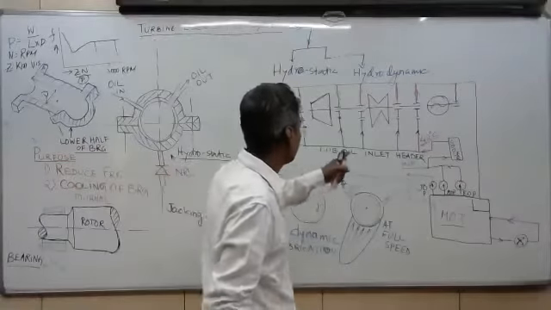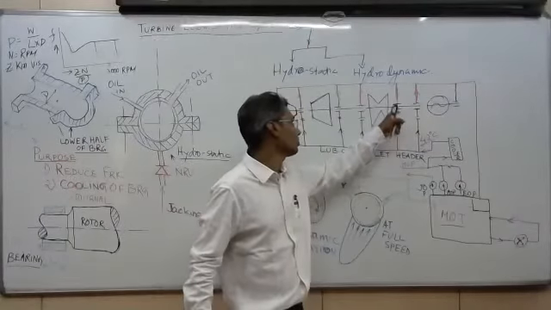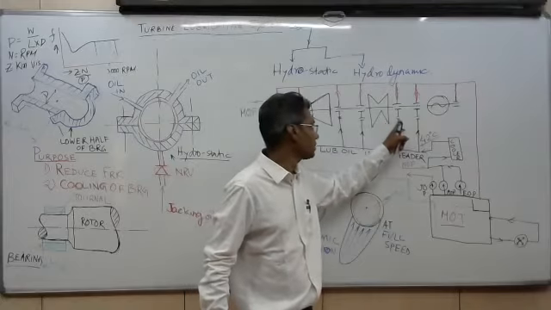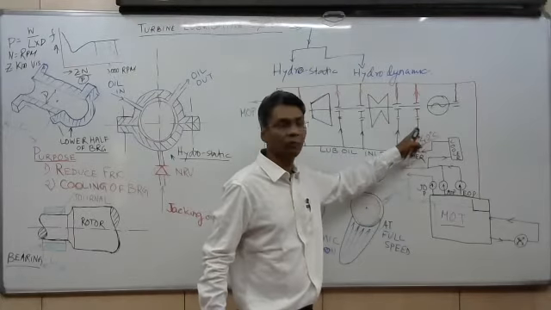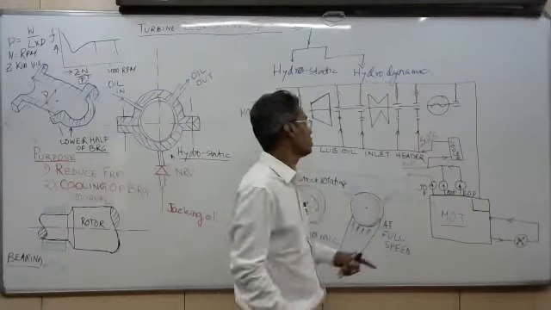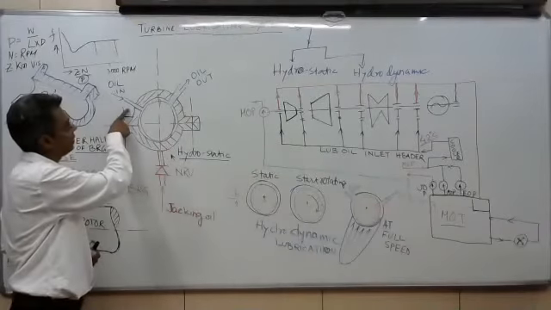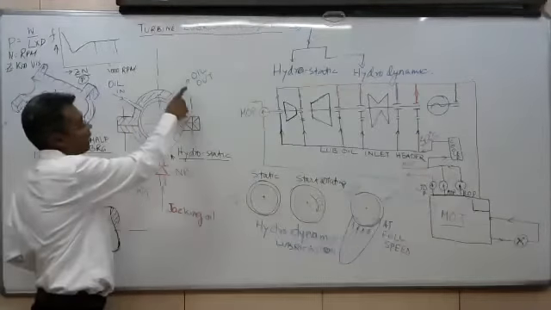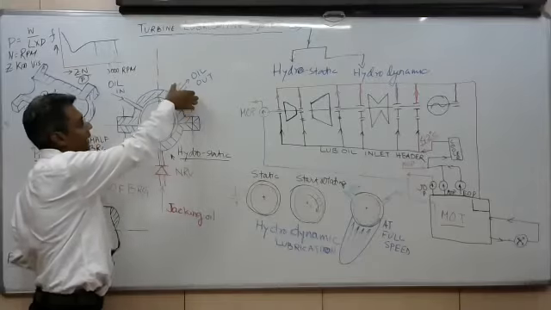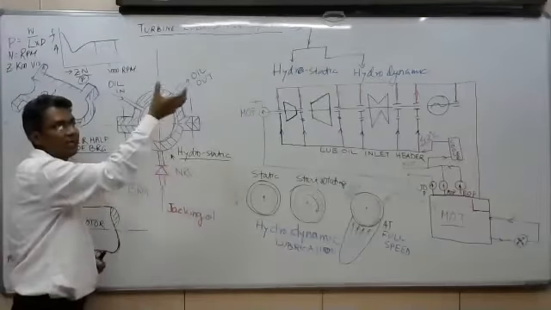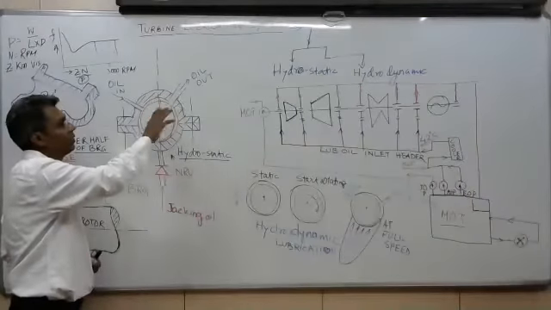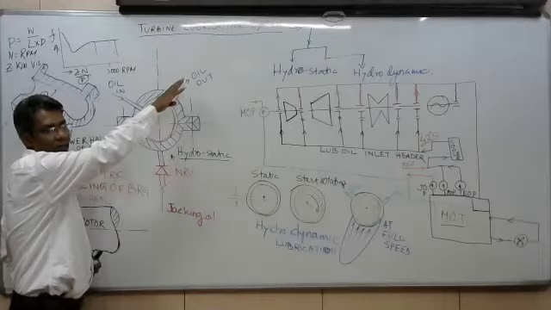Depending upon the amount of oil to be fed into the bearing, we are providing some orifice before entering the bearing. That is the inlet line of the bearing, and that is the outlet line. The outlet line is somewhat larger because easy flow out is required.